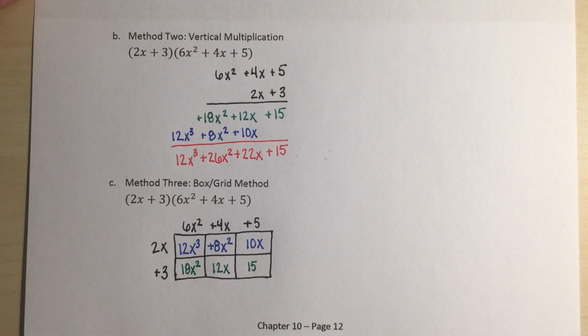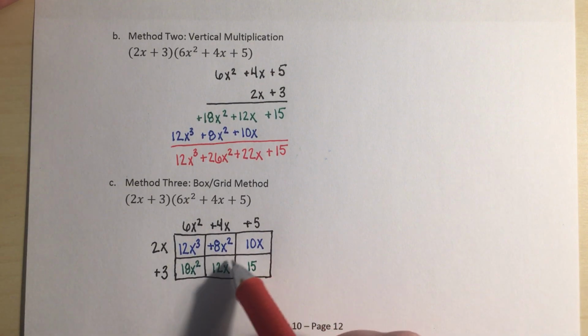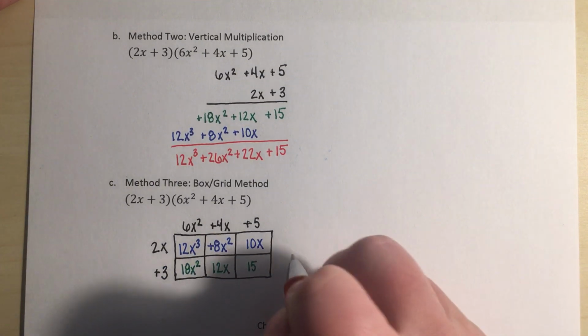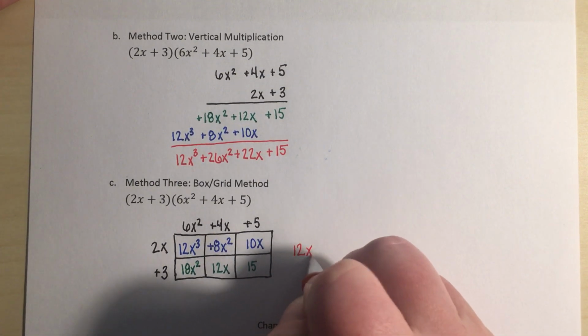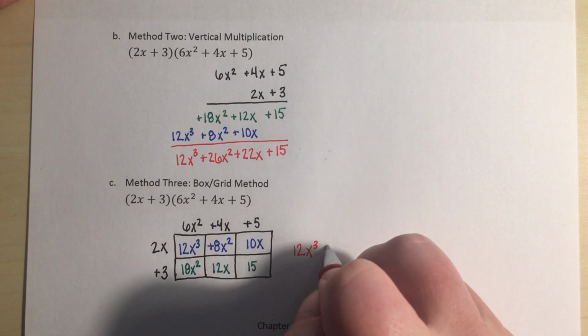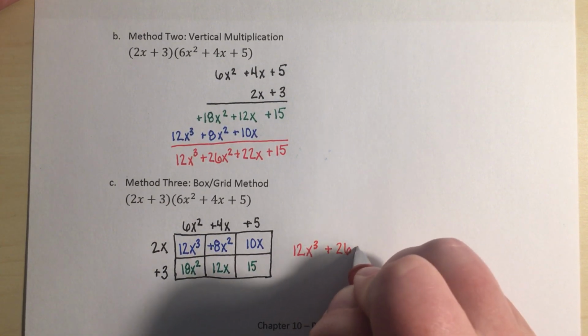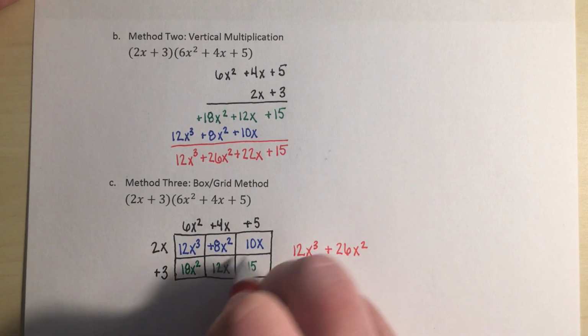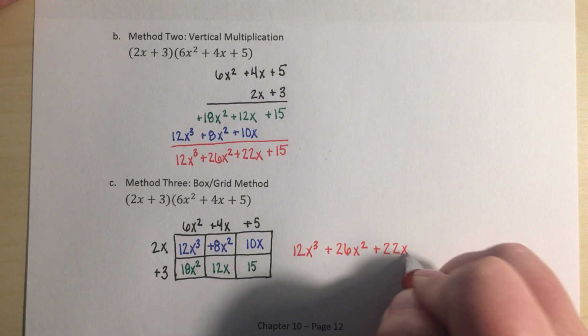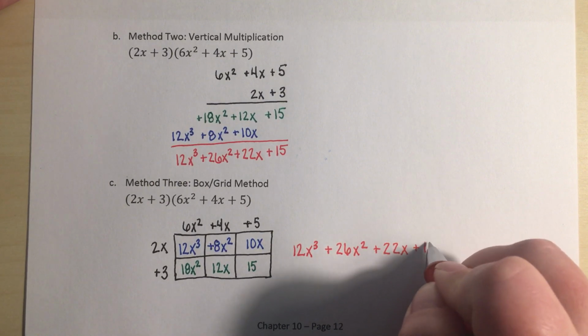Notice that in this case, our like terms end up lining up diagonally. It doesn't always work that way, but in this case it does. Again, it depends on your original polynomials that you start with. So our first term is going to be 12x cubed. We're going to combine these two x squared terms to get 26x squared. Combine these two x terms to get a plus 22x, and then we finish it off with our plus 15.